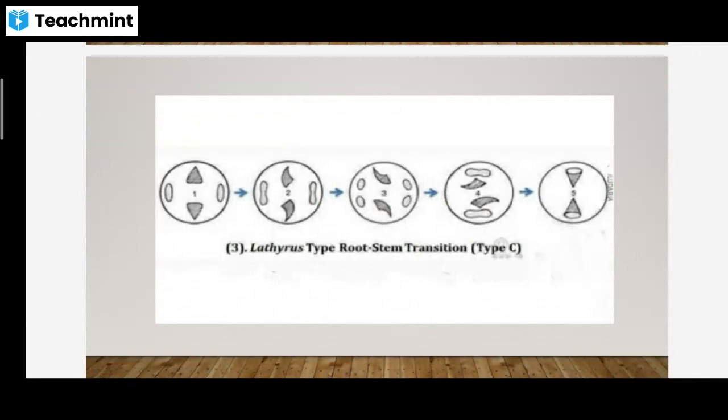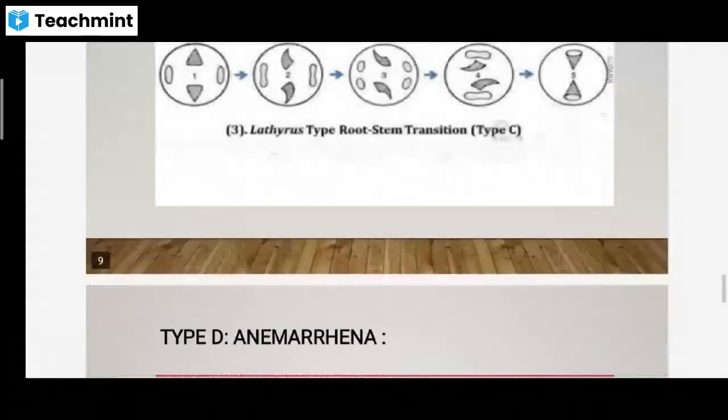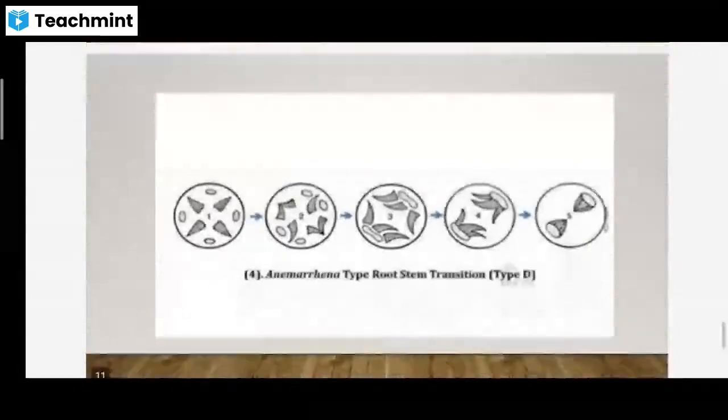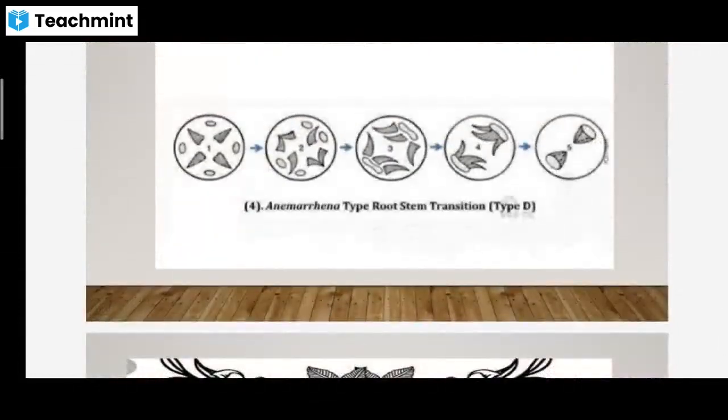Type D: two xylem strands fold, undivided xylem. Phloem strand does not divide. Xylem strand is inverted. Phloem strands in pairs. It is a very rare type of root-stem transition found in some monocot plants.